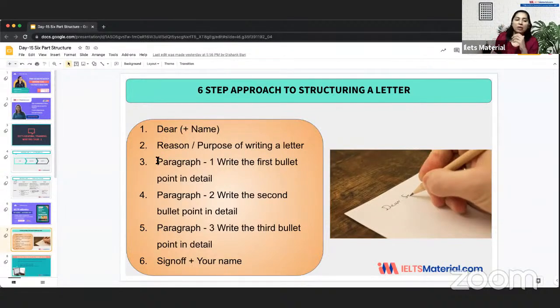Now coming back to the point, just remember that letters are always considered as a 6-part structure. Letters are always considered as a 6-part structure.